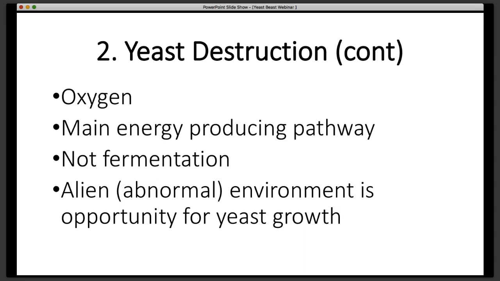Now an alien, meaning an abnormal environment, is an opportunity for yeast growth. So when you've got any bacteria or viral infections in your body that are compromising your gut, then yeast is opportunistic. It would take the advantage of that situation. When you have one bad guest at a party, they invite all their friends. Hard to get rid of.